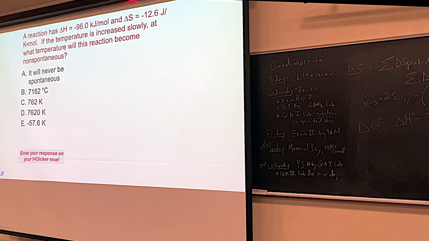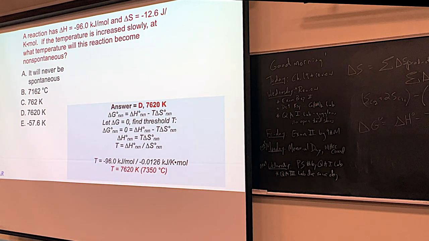Here's a problem. We have an exothermic reaction, negative delta H, but also a negative delta S. And it says what happens as you increase the temperature, i.e. when does the reaction become non-spontaneous? So first of all, because the signs of delta H and delta S are the same, temperature is going to have a play. If delta H was negative and this was positive, or vice versa, then you'll have one of the cases where it's always spontaneous or always non-spontaneous. But in this case, you've got both of them negative, so temperature is going to be important here.